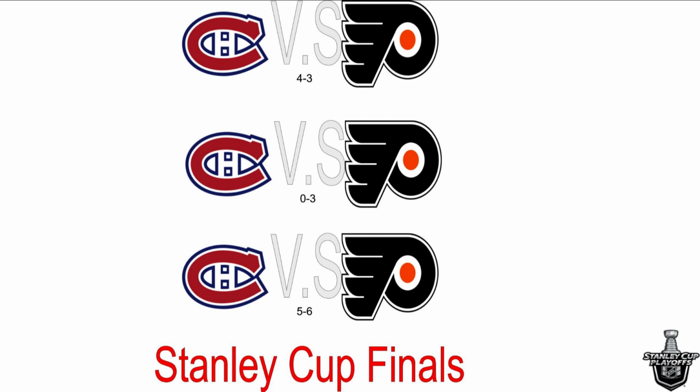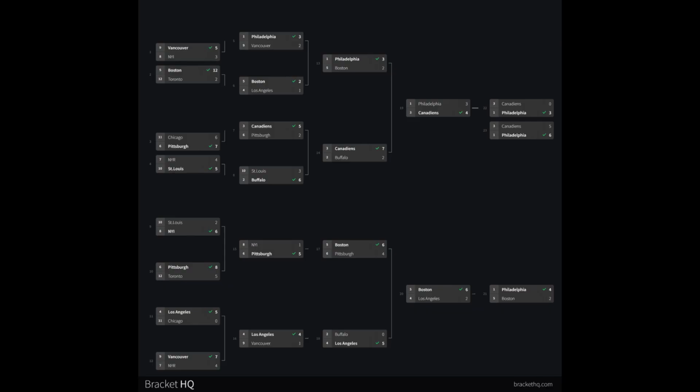Alright. Now for you guys to look at the final bracket. So as you see, we are at the end of the video. The most surprising team is the Montreal Canadiens because in real life, they actually lost to the Buffalo Sabres in 6 games. And as you see in this situation, they defeated the Buffalo Sabres. So the Canadiens were a surprise.